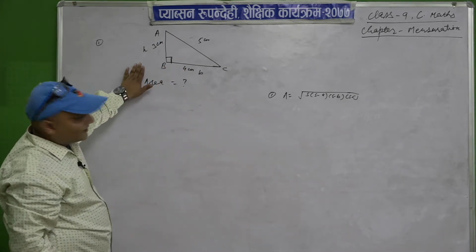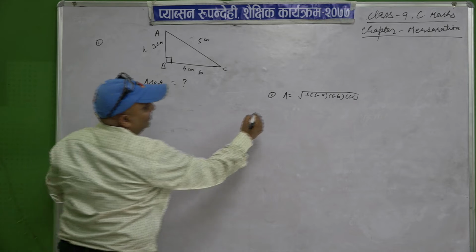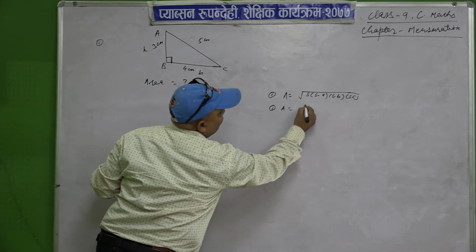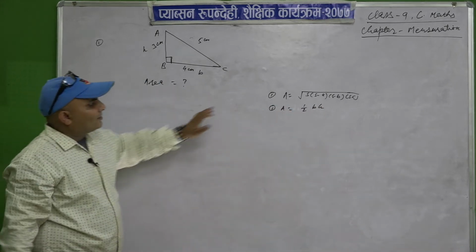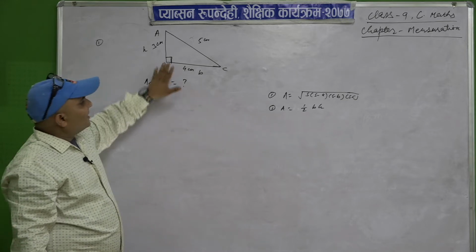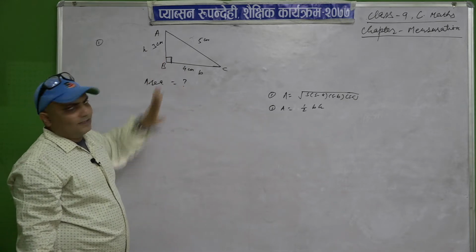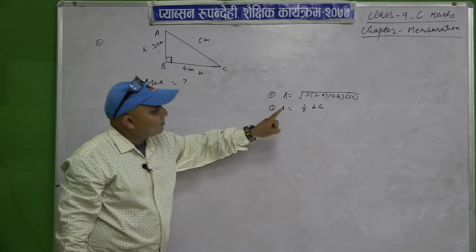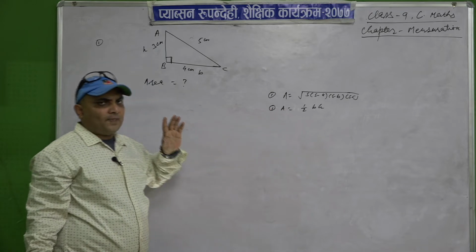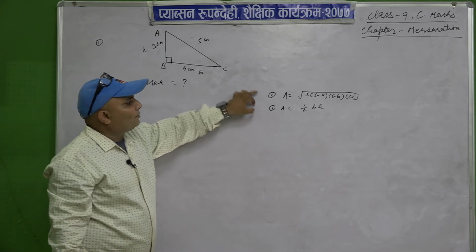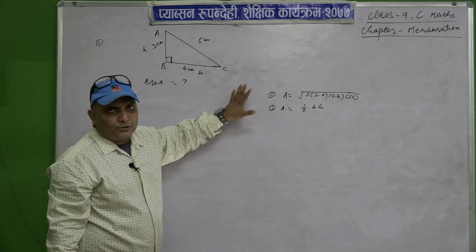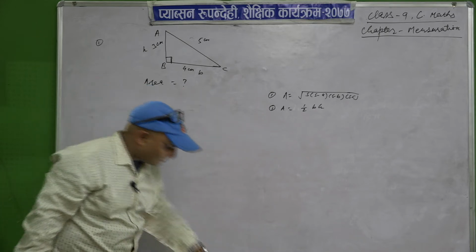So in this triangle, we can also use the area of triangle as 1/2 base into height. By both formulas, we can find out the area of this triangle. I am going to use both formulas to show you how the values are the same by using these two formulas.